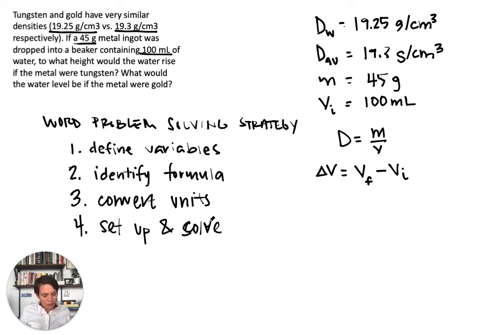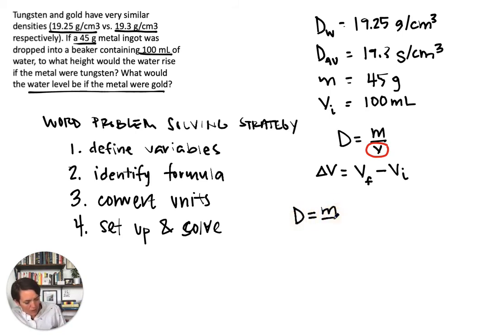Okay, so we're going to be solving for volume, right? So the question is, what would the water level be if the metal were gold or if it were tungsten? So to what height or what volume will that water level get to? So what we're solving for is our volume. I chose this example because solving for volume in the denominator is something that some students really struggle with. So let's just go ahead and work through it.